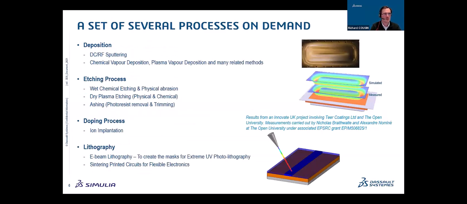Here you have the different processes which can also be addressed by the simulation. And regarding deposition, we can do DC RF sputtering. Regarding the etching process, you have here different kinds of etching process, such as wet chemical etching and physical abrasion, as well as dry plasma etching. And CST Studio Suite will be well suited for dry plasma etching process and the related plasma reactors.